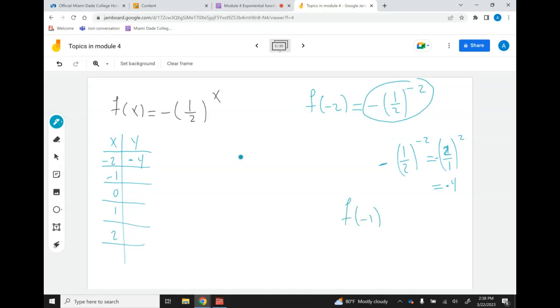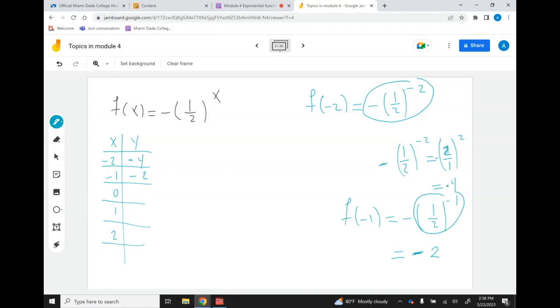f of -1 would be -1/2 to the -1. So what does that mean? It means that this 1/2 to the -1 is actually 2. And then when you put the negative in front of it, it becomes -2.